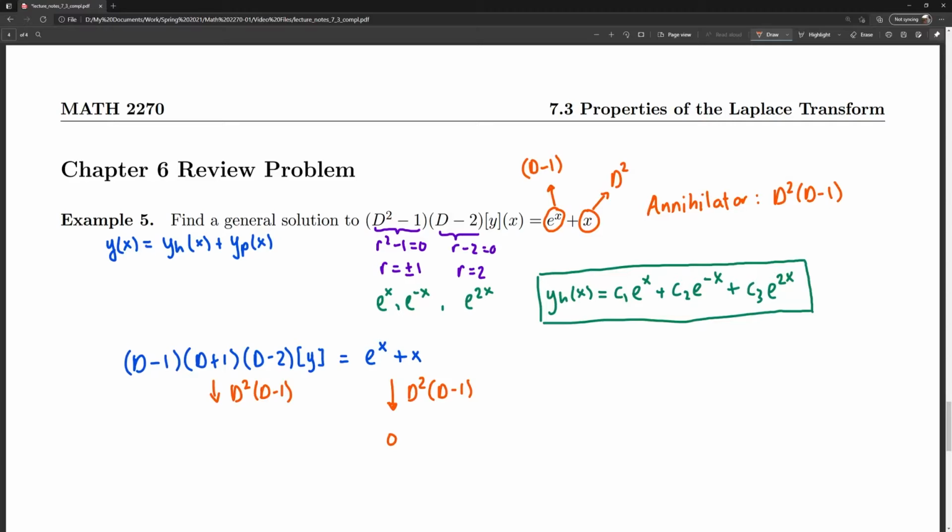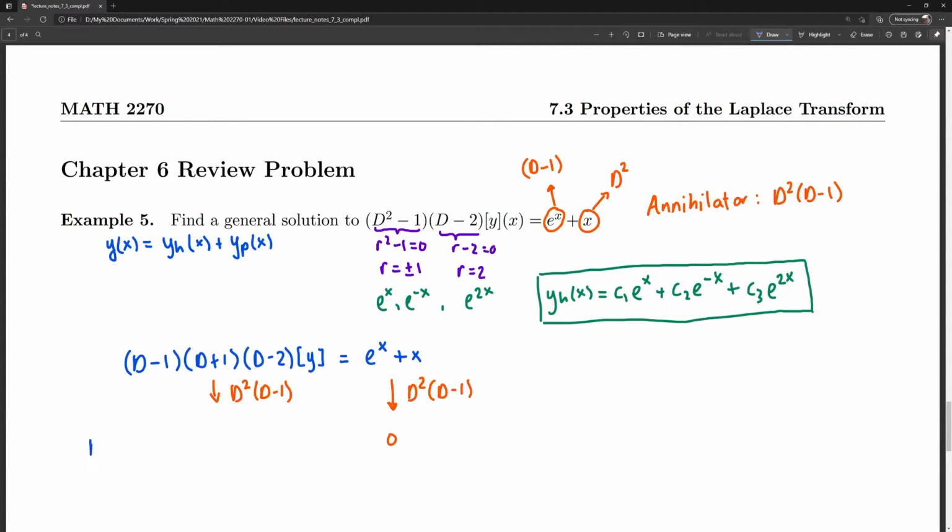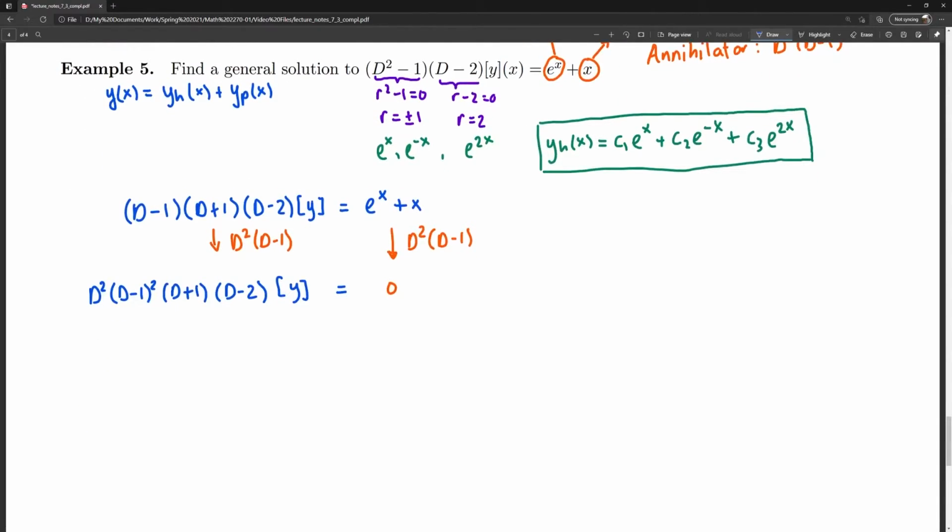And so if we apply the D squared times D minus 1 on the other side, we just multiply this through, and then we get D squared, and then D minus 1 times D minus 1 gives you D minus 1 squared times D plus 1 times D minus 2 y equals 0. So at this point, we can take a look at the auxiliary equation again, because we've turned this equation into a homogeneous equation.